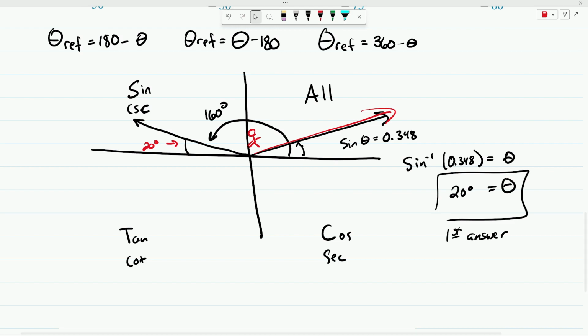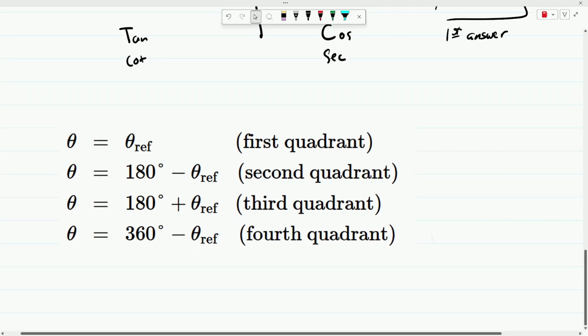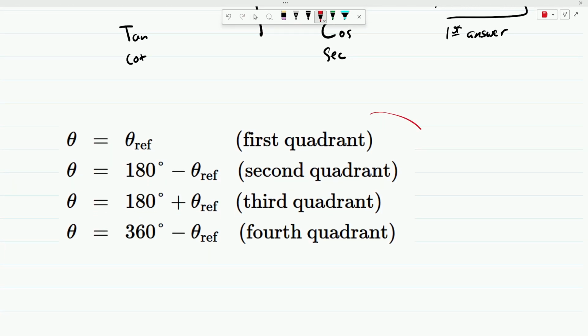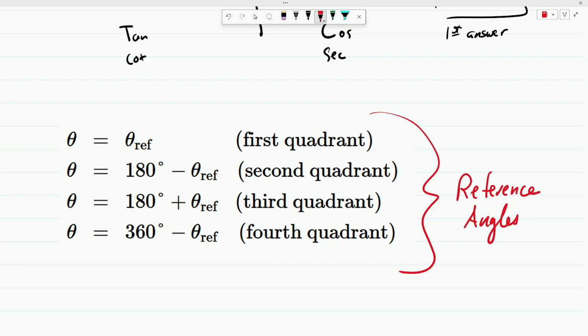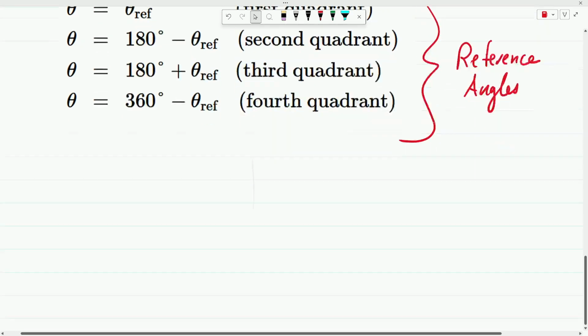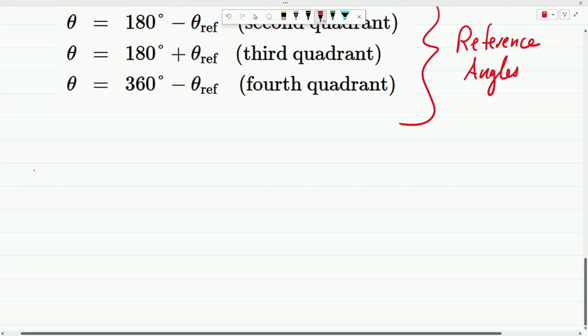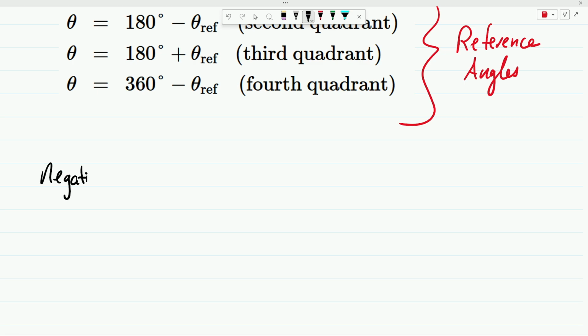Now, as I said earlier, a good, useful way to do this is right here. This will give you all your reference angles, and you just have to pay attention to what information is given. That's all. So the last thing in chapter 8, section 2 that we're going to talk about is just going to be negative angles.